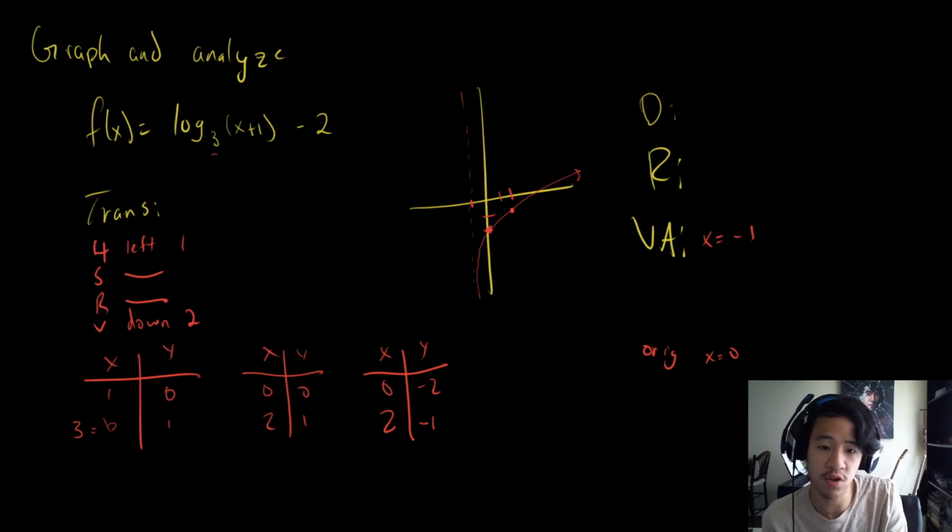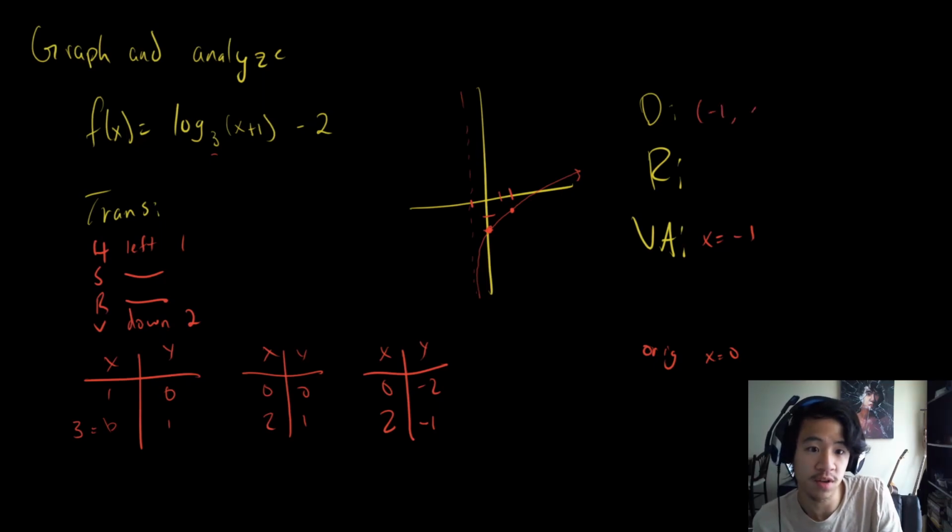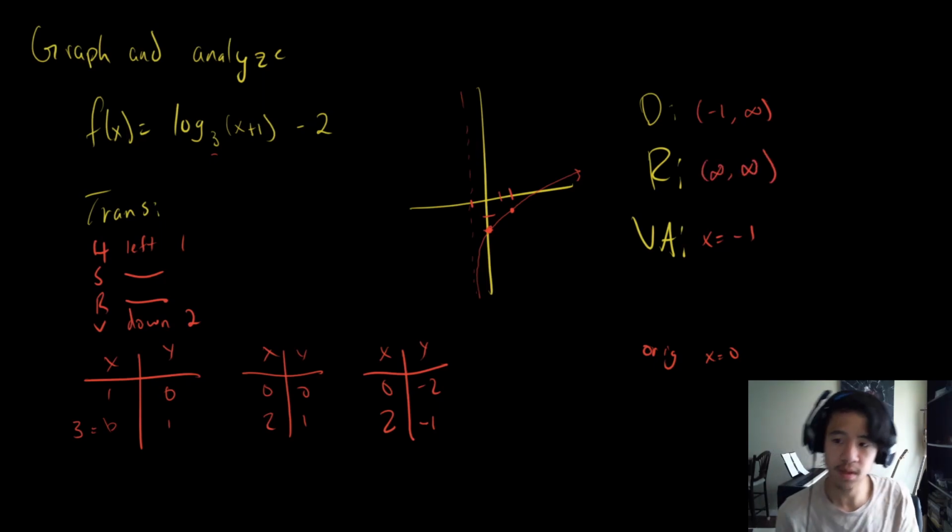Now we just got to write our domain and range. So our domain, it's going to shift over to the left one. So it's going to be negative 1 to infinity instead of 0 to infinity. And then our range is going to be negative infinity to infinity. And that's it for graphing this function. Let's go to the next one.